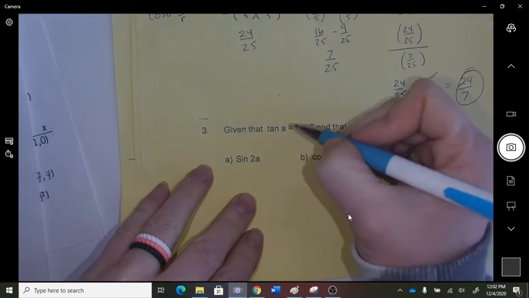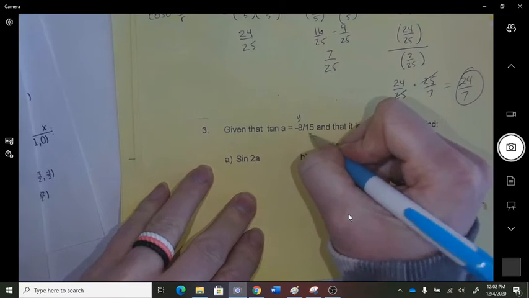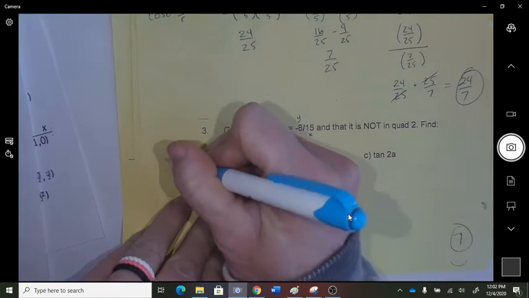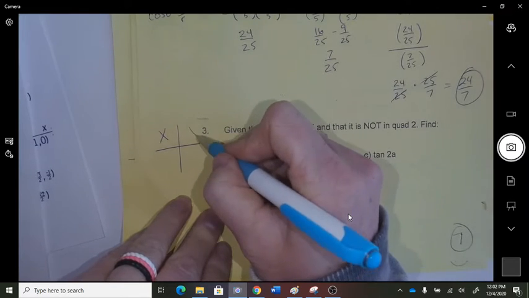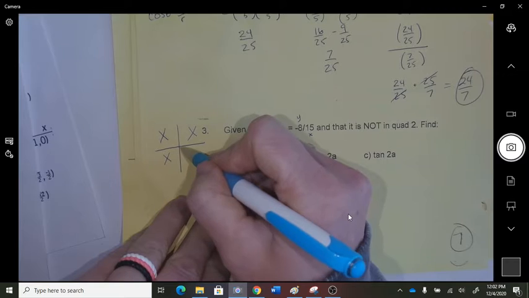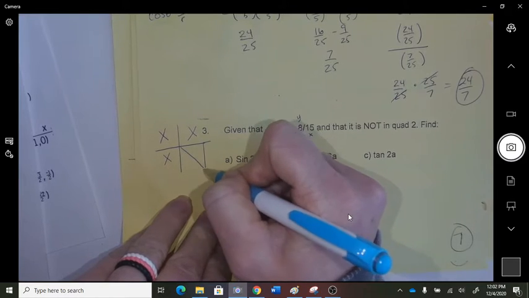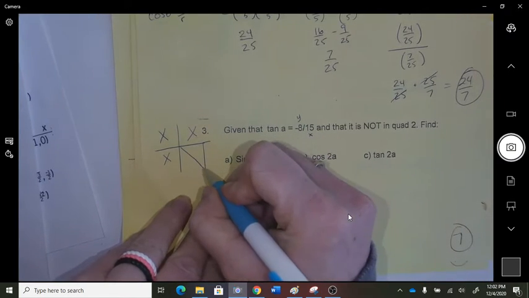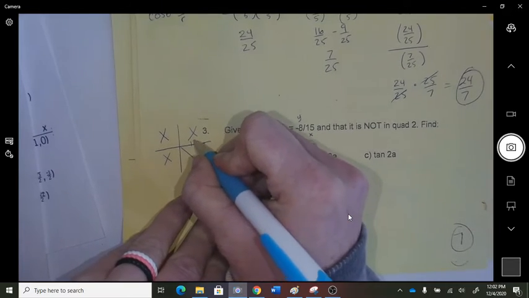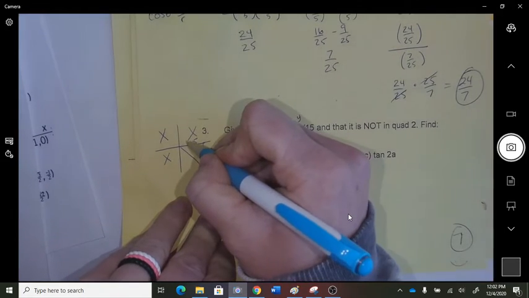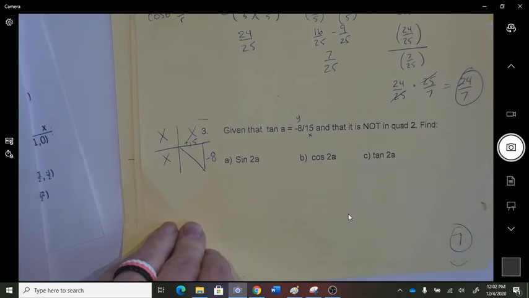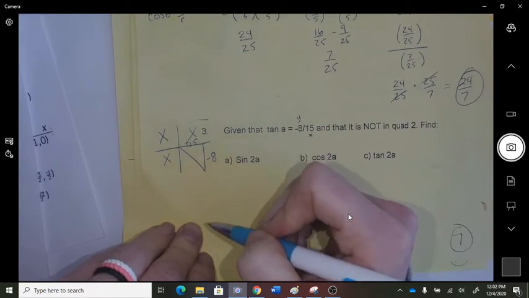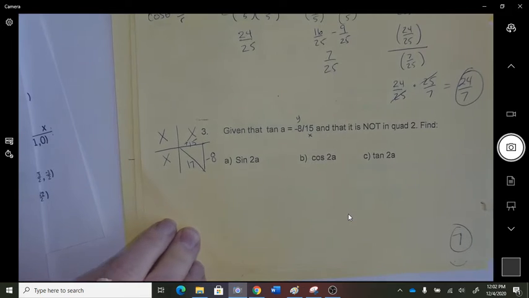Okay, given a tan, so that is the y over the x, and it's not in quadrant 2. Tan is negative, so it's not in 1 or 3. So we're in quadrant 4. So we have -8, 15. This is positive, and that's negative y. So our r, you have to do Pythagorean theorem, a squared plus b squared. We end up with 17.